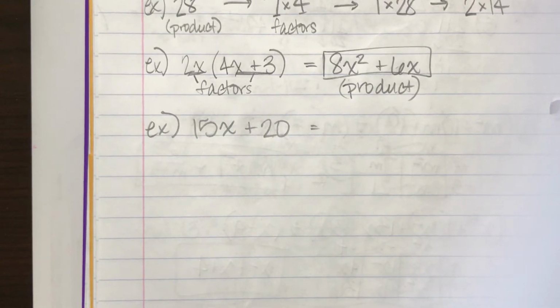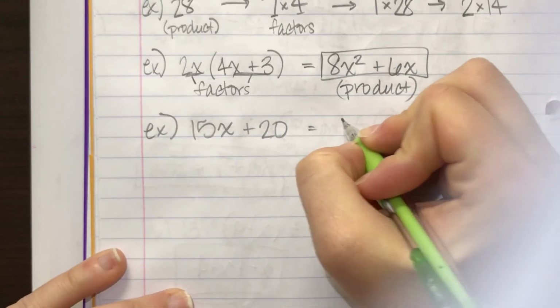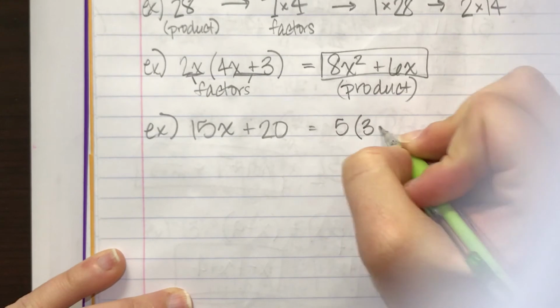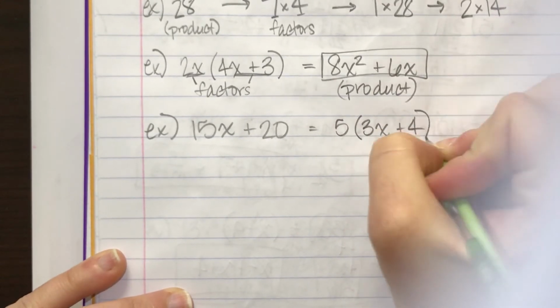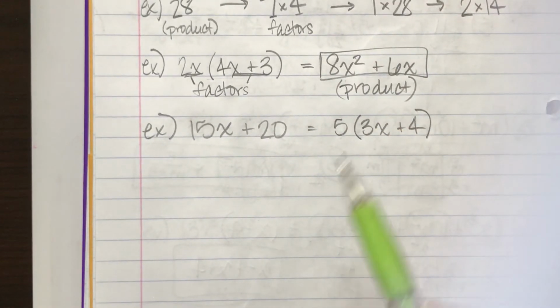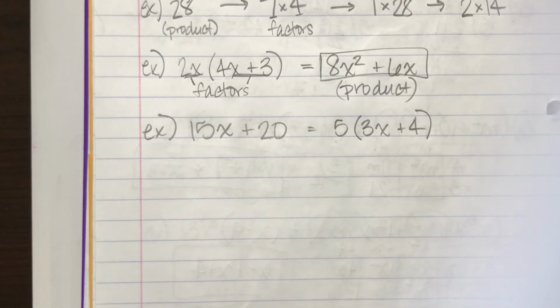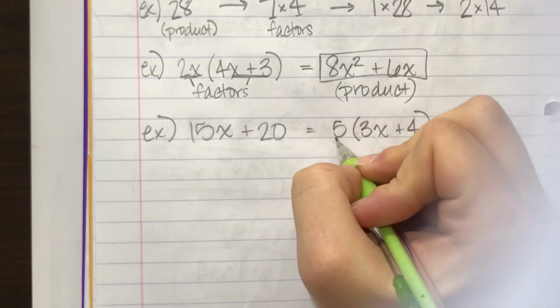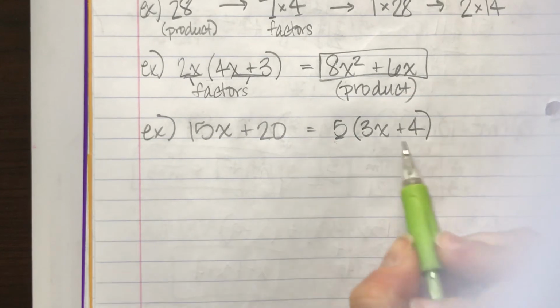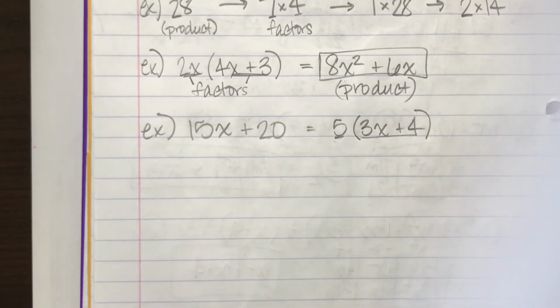I figured because you had your hand up. Tunison, what'd you get? 5 distributed to 3x plus 4. 5 times 3x plus 4. Does that make 15x plus 20? Yes, it does. So I have two factors. I have 5 as a factor, and I have 3x plus 4 as a factor. I just broke that product into two factors that multiply together to make what it's supposed to make.